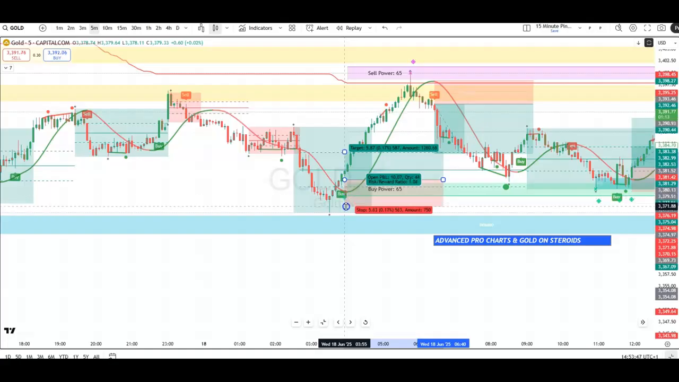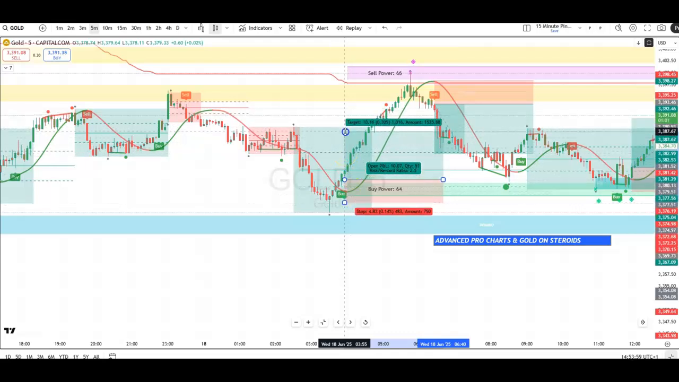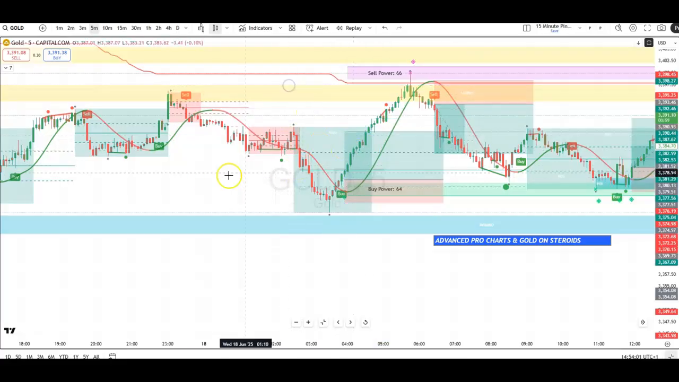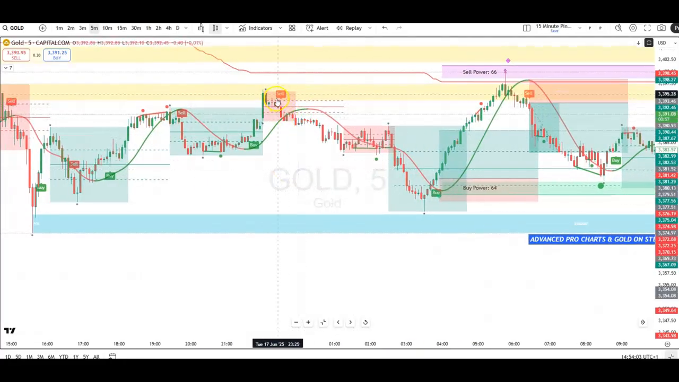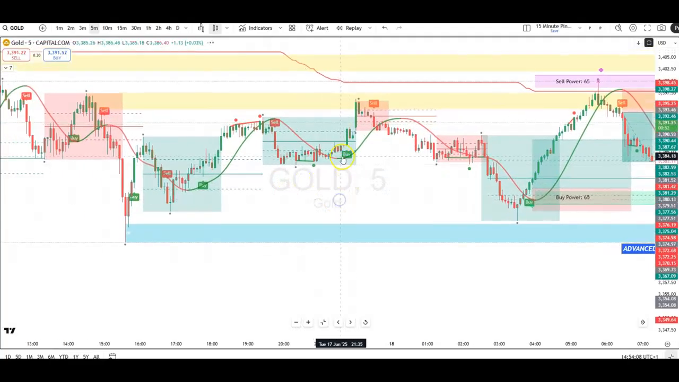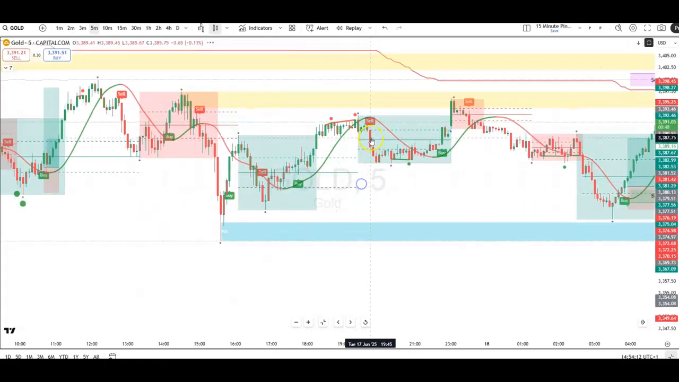Now remember, when you place your 50 pip stop, it needs to be above or below the 50 moving average, because that's your support line. 50 pip stop, 100 pip target. Same here. Sell signal below the 50, 100 pips. Buy signal above the 50, 100 pips.